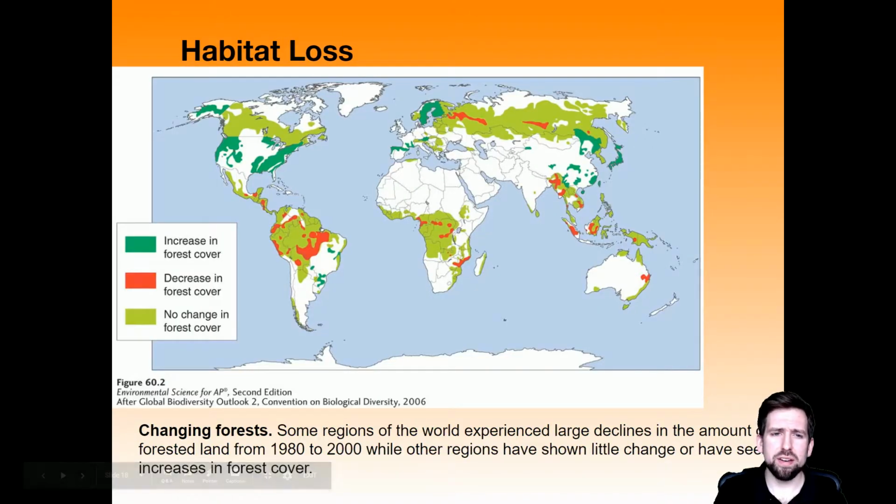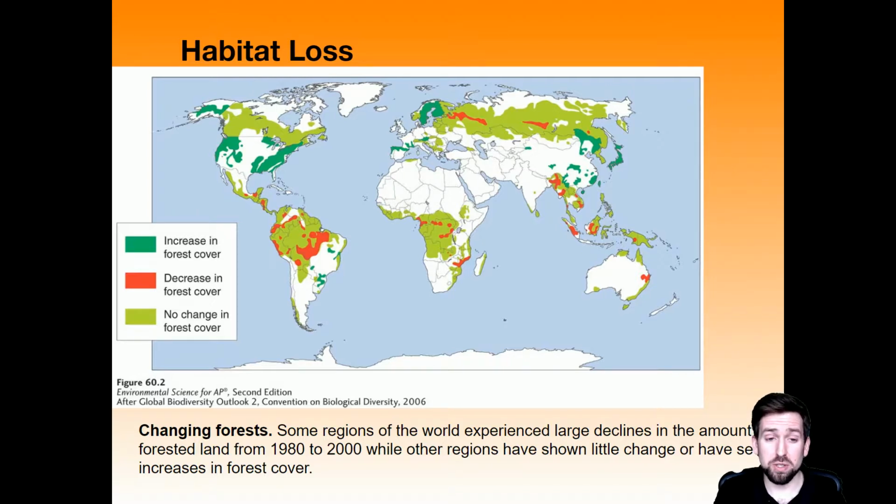We can see here a map of habitat loss in terms of forests, and if you look at the United States, we're doing pretty well. Increase in forest cover, which is that kind of minty looking green. You can see that all across the US, we're doing quite nicely. And this is from 1980 to the year 2000. But if you look at South America and parts of Africa, even Indonesia, there's a large decrease in forest cover.